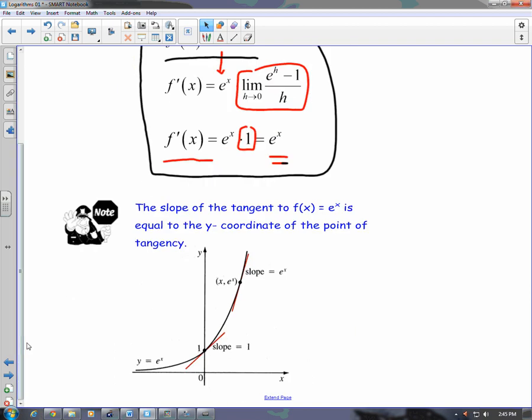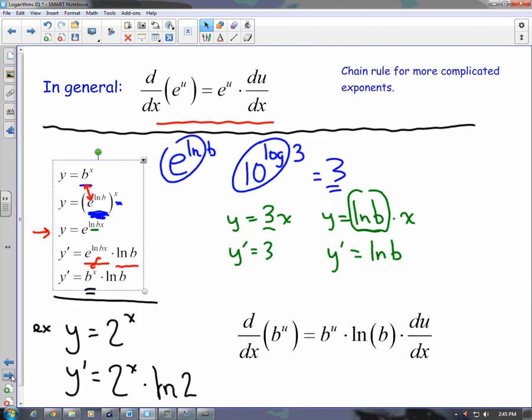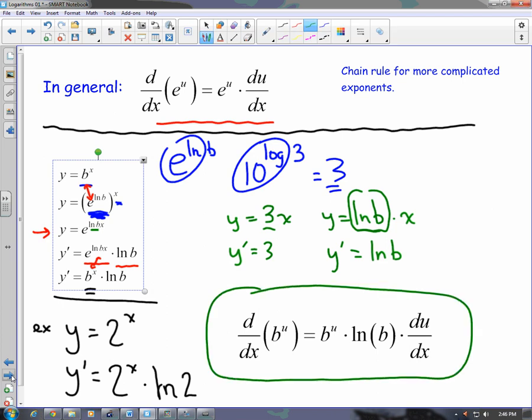And so in general, you have the derivative of the exponential function with a base of e. That's on your formula sheet. The chain rule, of course, applies. And then down here, and this is also on your formula sheet, what's the derivative of any exponential function? So any base, it's any base.